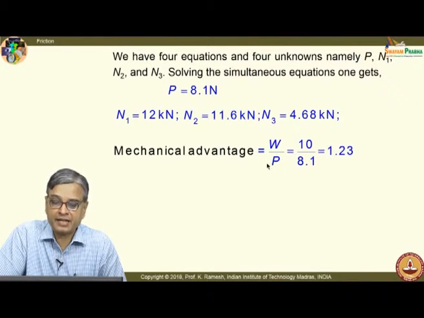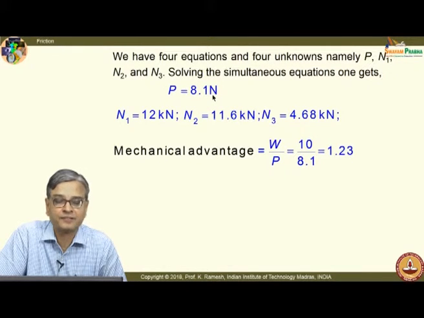I apply force P. I think you have to go back and verify the numbers. Have I missed something? You have to see whether it is 8.1 newtons or 8.1 kilonewtons, you just find out. Because here I have handled it as kilonewtons, I just put 10 by 8.1 kilonewtons, I get this as 1.23, otherwise the mechanical advantage will be different.